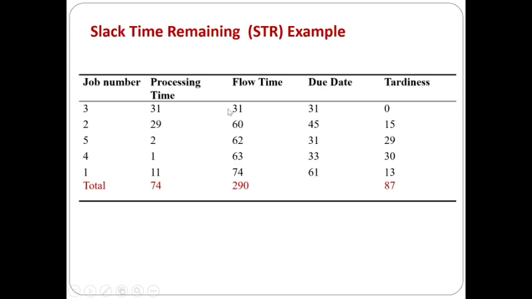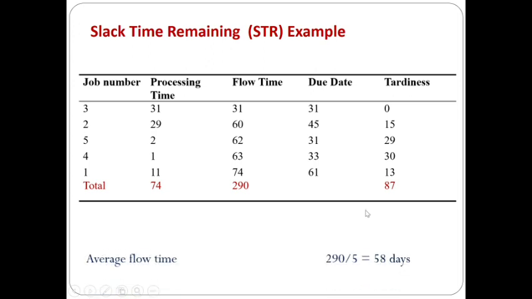And now calculate the tardiness by finding the difference between flow time and due date. 31 minus 31, 0. 60 minus 45, which is 15. 62 minus 31, 29. 63 minus 33, 30. 74 minus 61, 13. So after calculating the tardiness for all the jobs, we have to calculate the total tardiness.